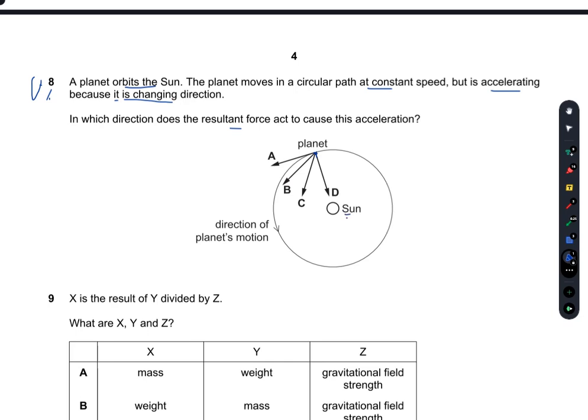So that means acceleration would always occur towards D, and we know that by the principle of centripetal force, F is equal to mv squared over r, and F always acts towards the sun, D. So D is the right option.